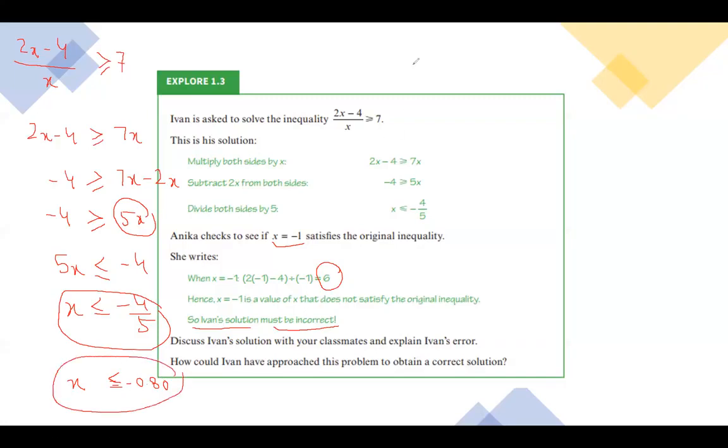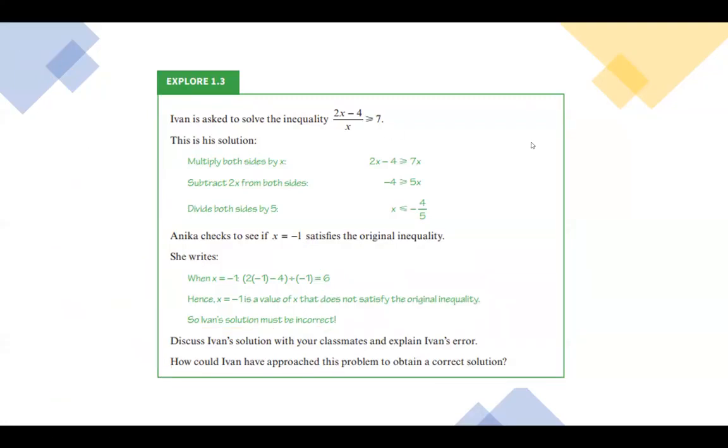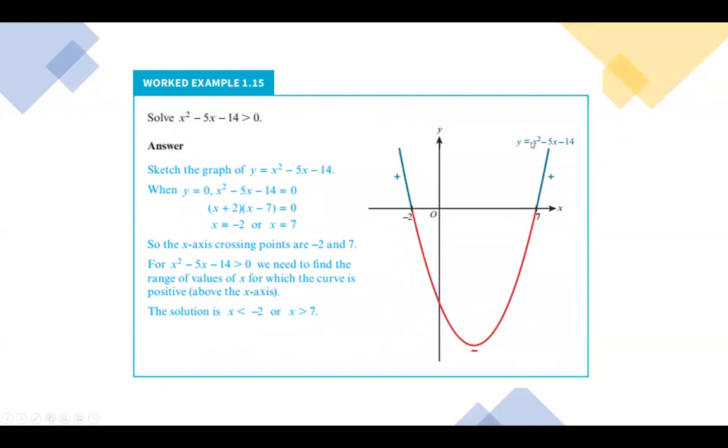Okay, now moving forward, see this example. In this case, x squared minus 5x minus 14 is greater than 0. So first to sketch, this is the sketch. It states that when y equals 0, so first, how to solve this.